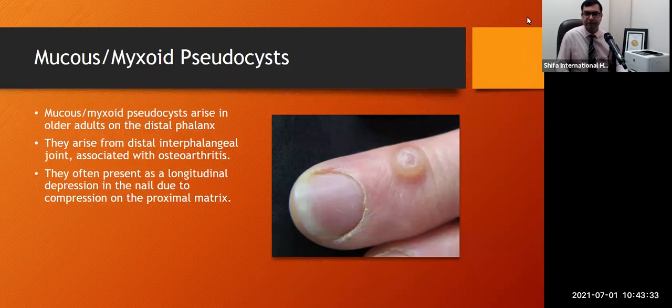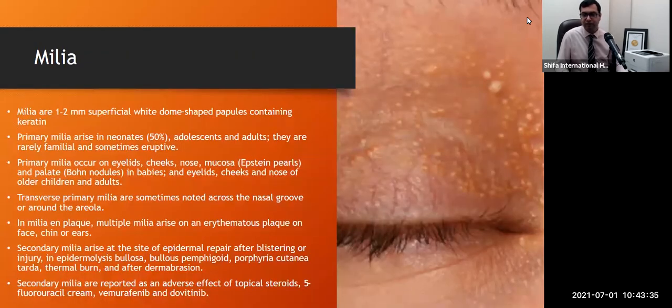Milia, quite multiple, very common in young children, so neonates. They can be in young children and can be in older people as well.